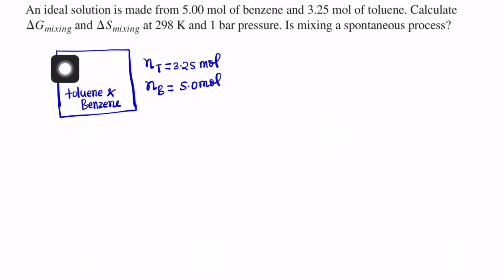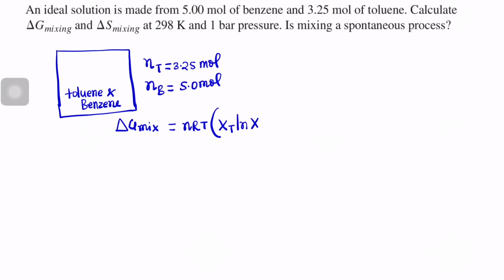Delta G mixing is given by this expression: delta G mix equals nRT (xt ln xt plus xb ln xb), where xt is the mole fraction of toluene and xb is the mole fraction of benzene. So we need to calculate the mole fractions first.